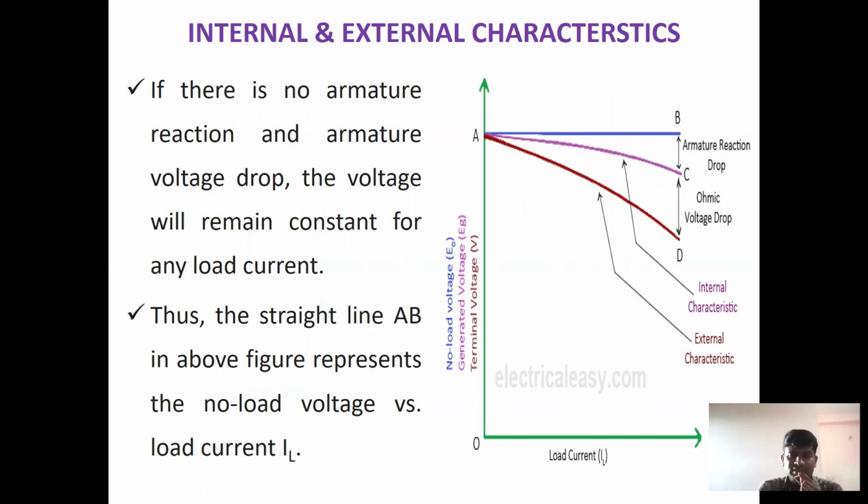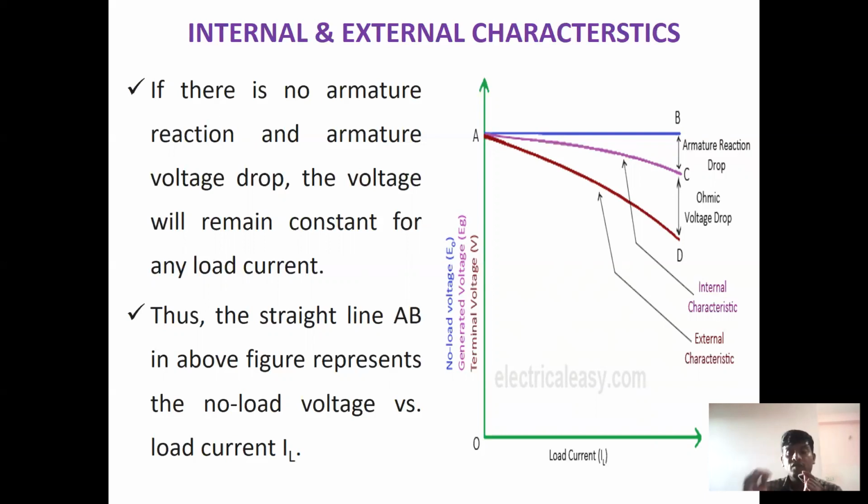In this AB, that is the no load voltage versus load current. After we provide the excitation to the separately excited generator, it produces a constant voltage, and that is plotted in the graph as the AB line.